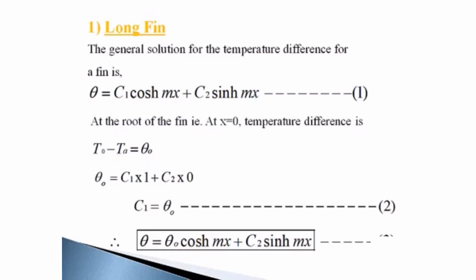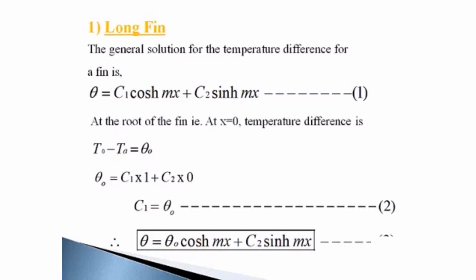of the surrounding. So in that case, the condition at the end is that there is no temperature difference; the temperature difference T minus TA will become zero. The temperature at the end will become more or less TA, so the temperature difference becomes zero. So let us see the two boundary conditions which I am going to apply to find out the constants C1 and C2.